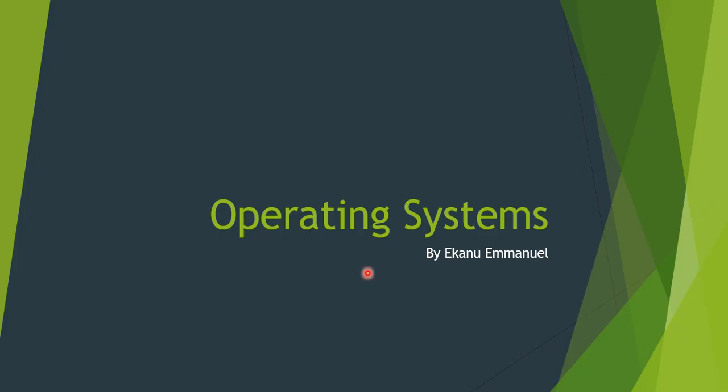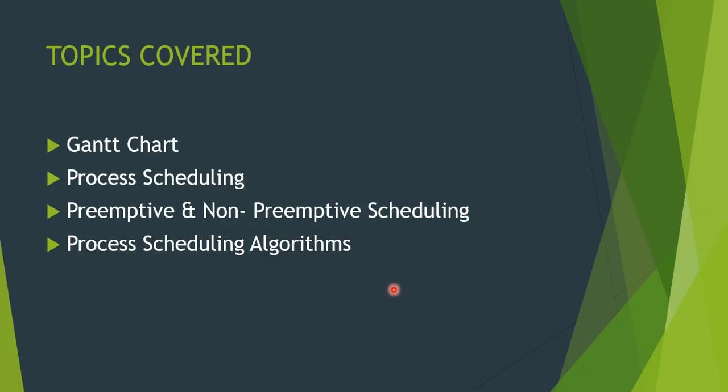We shall proceed from where we stopped in the previous lectures, and today particularly we shall go through what we call a Gantt chart. We shall also look at process scheduling, look at what we call preemptive and non-preemptive scheduling, and also go ahead and look at the different process scheduling algorithms. Now, I will try to make it as simple as possible as we go on with this study.